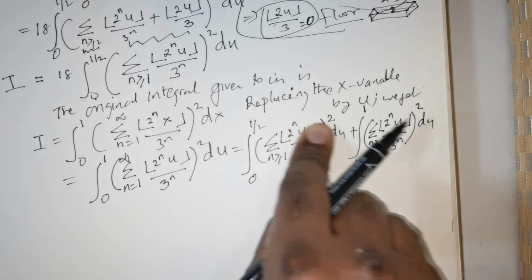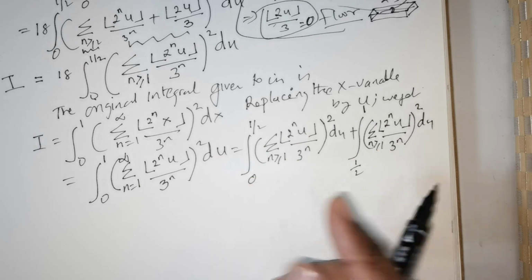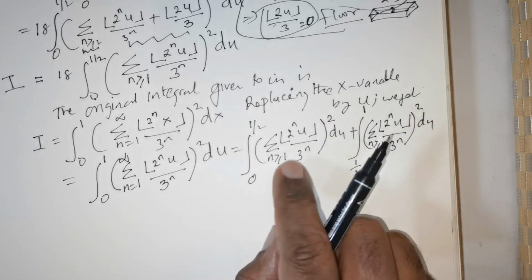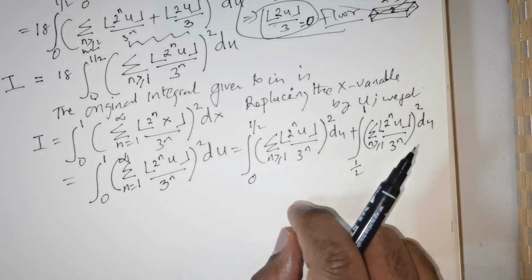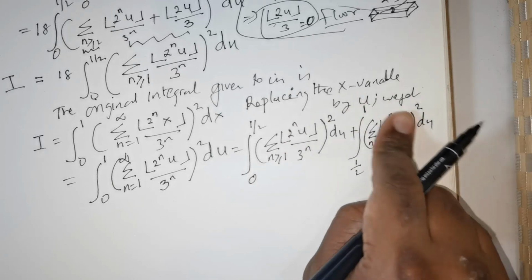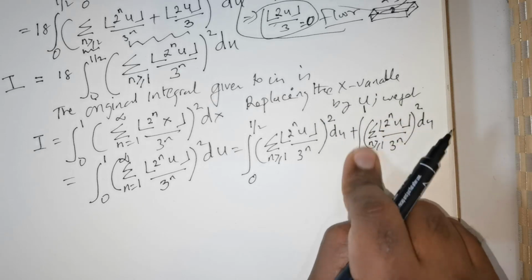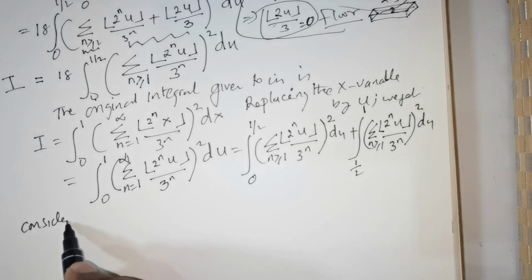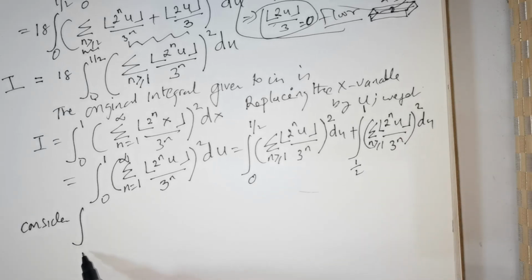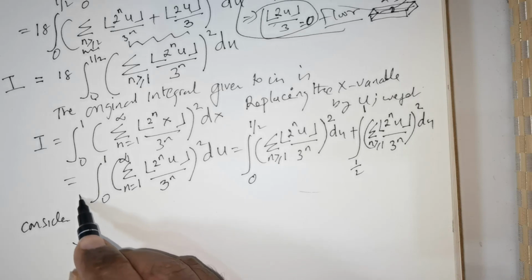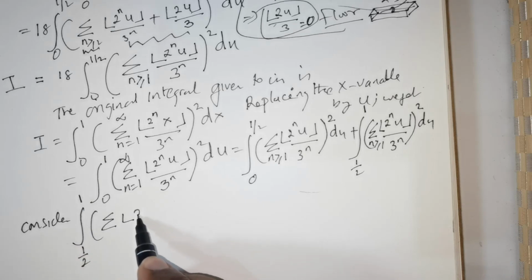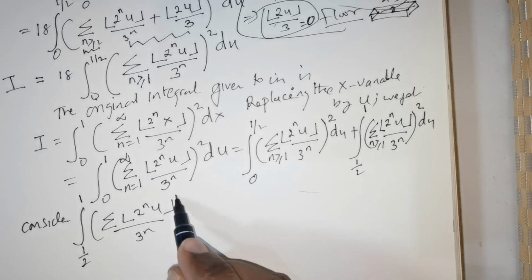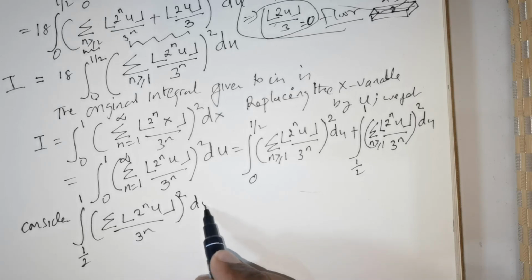Now this first part is what we have been dealing with, so I don't want to do anything with this because I can easily evaluate this from the previous steps. Now I need to change this second part. This is what needs some work. So I would like to consider this part, the integral from 1 over 2 to 1 of the sum of floor of 2 raised to the power of n times u divided by 3 raised to the power of n, this is raised to the power of 2, du.